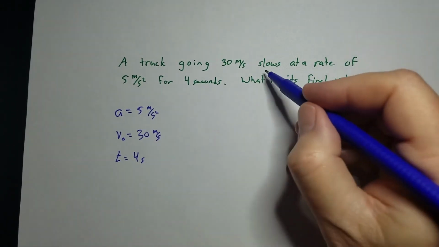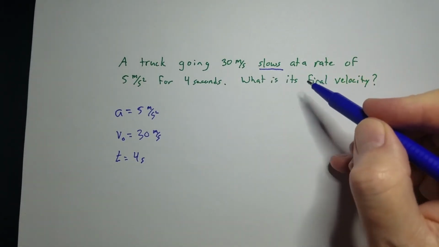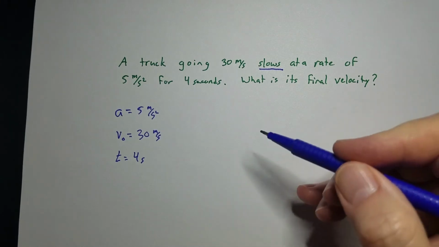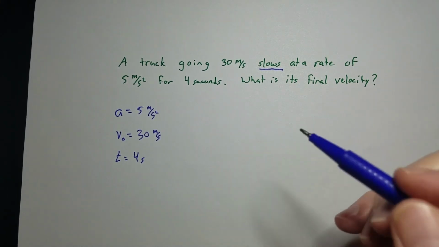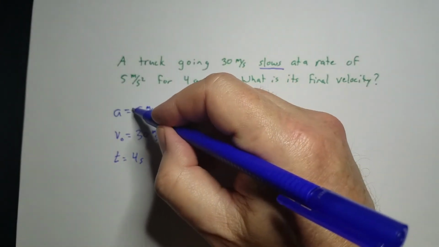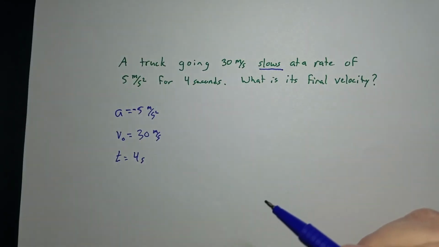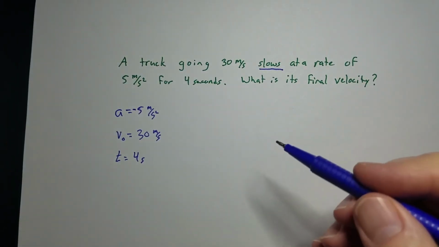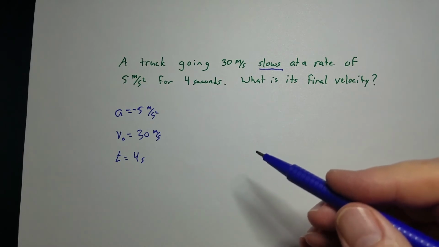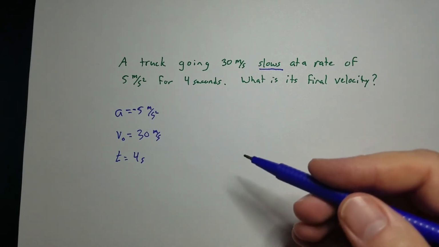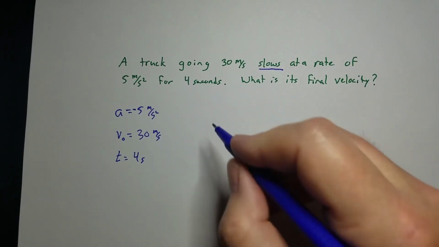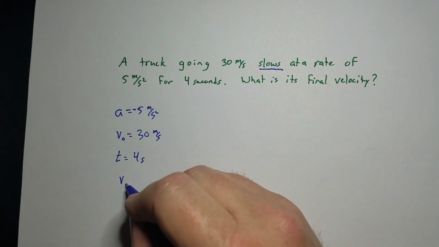But the problem says it slows. Well, if something's slowing down, that means it's losing speed. So it's losing speed, that means the acceleration is going to be negative. A deceleration is just an acceleration that's negative. You're losing speed instead of gaining it. So we're looking for VF.